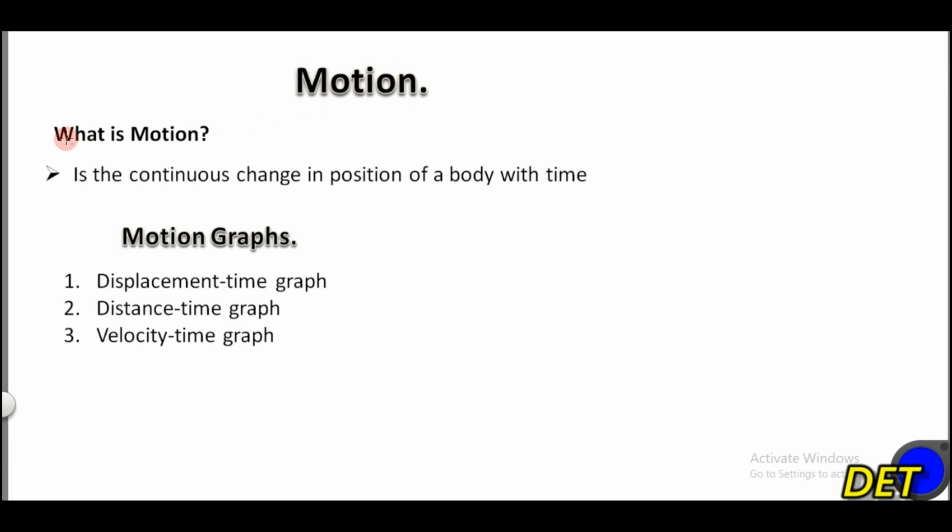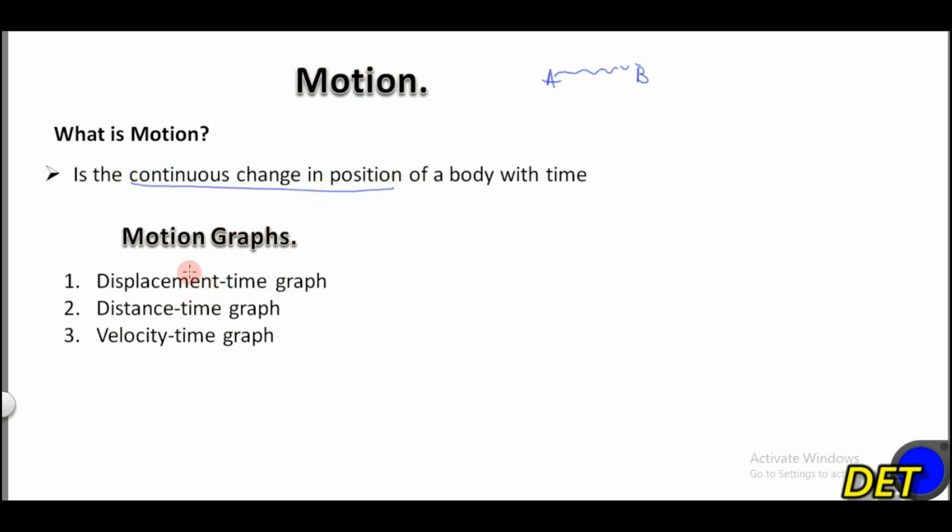So, what is motion? Motion is a continuous change in position of a body with time, right? So, if an object is here and then moves to here, as the object is moving, it is undergoing what? Motion. That continuous change in position of a body with time is referred to as motion.